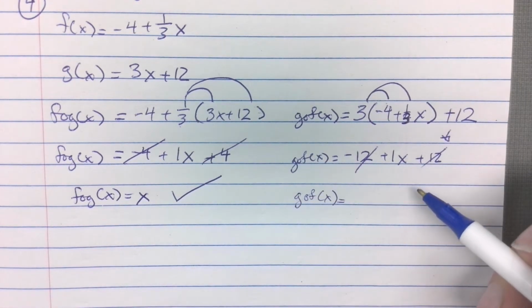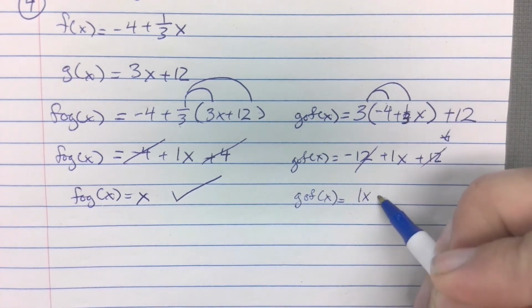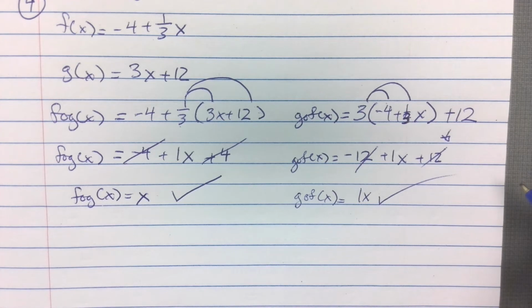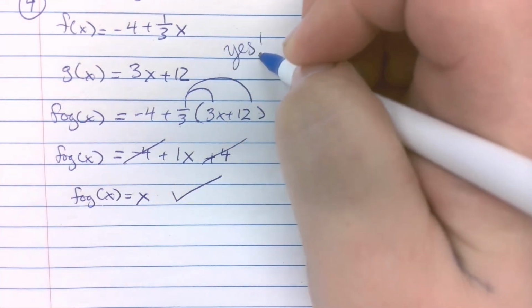So, Gilbert, what do I got left? 1x. It's positive, yeah. And that's exactly what we wanted. So, is this an inverse function? Are those inverses of each other? Yes.